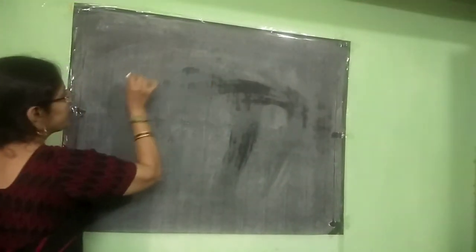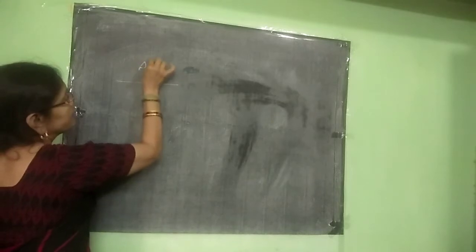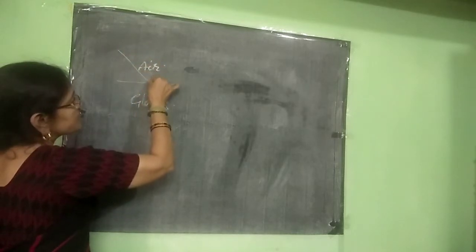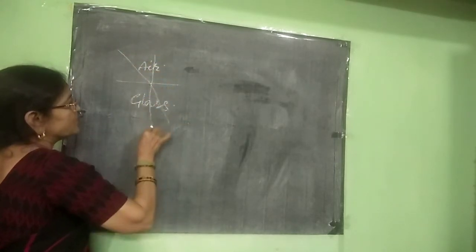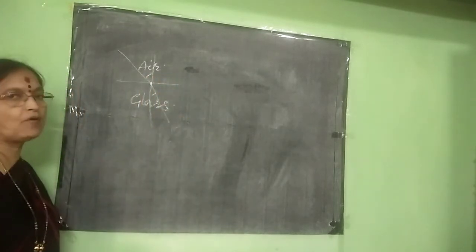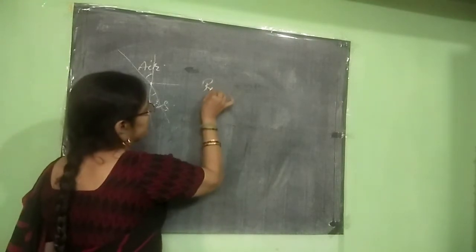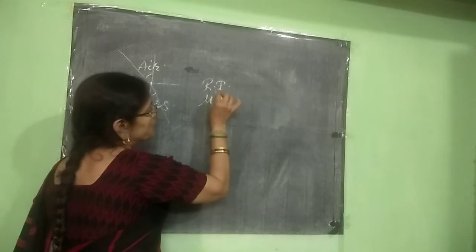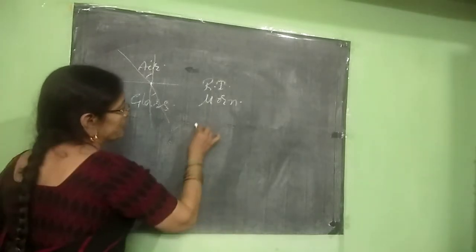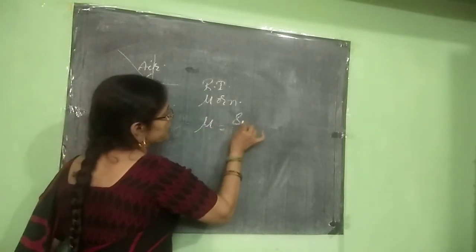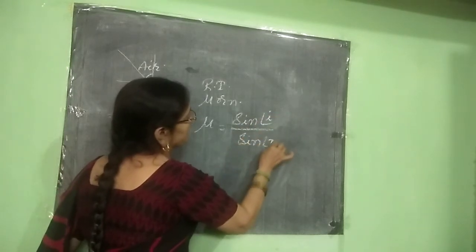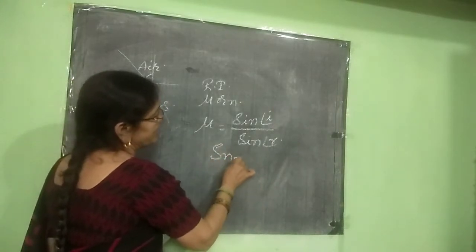For example, suppose this is the air medium and this is the glass medium. When the ray is coming from air to glass medium, since the optical density is more, it bends towards the normal. The optical density of a medium is nothing but the refractive index, designated by mu or small n. What is it? Mu is equal to the ratio of sine of angle I to sine of angle R, which is also known as Snell's law.